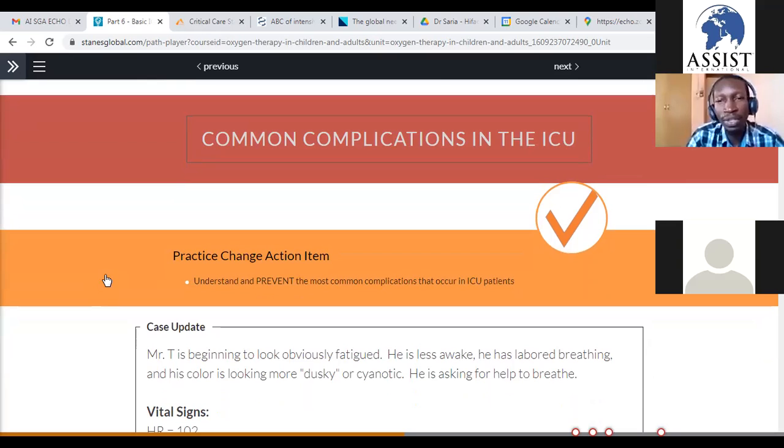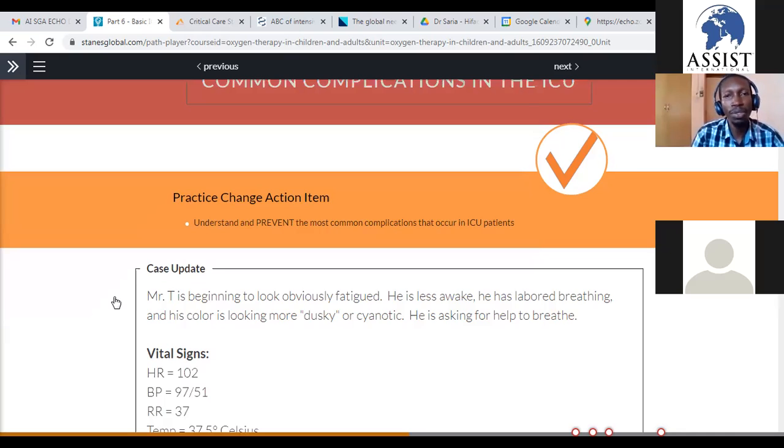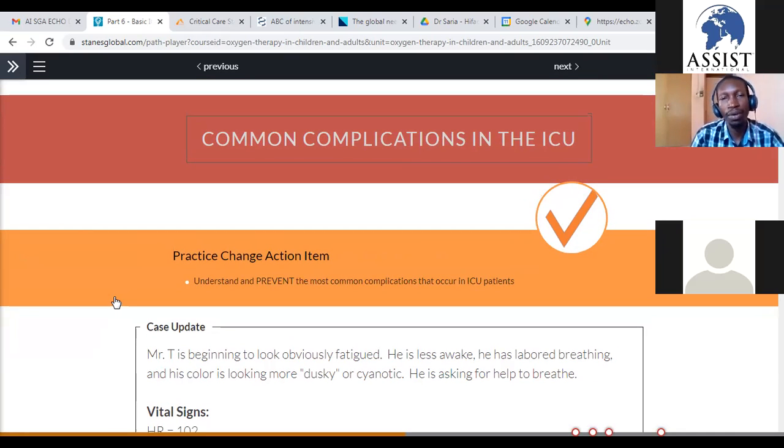Oh, thank you, Dr. Saria and Dr. Rebecca, for the introduction all the way to where we are. So we have the patient who is now already in the ICU, and we have to see what about the stay in the ICU. Is it always going to be that smooth, or maybe it could be bumpy and rough? Well, sometimes it can be bumpy and rough. That's why we talk about complications in the ICU.